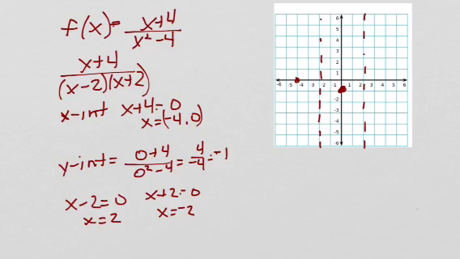And then the next thing I need to do is find my horizontal asymptote, and since my numerator degree is 1 and my denominator degree is 2, the alligator's eating my denominator, and my horizontal asymptote is at y equals 0.